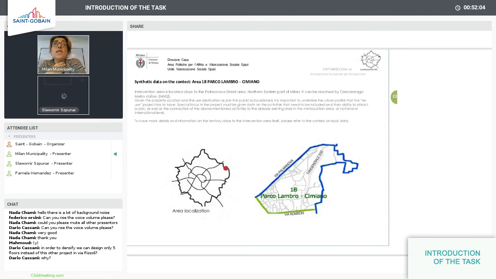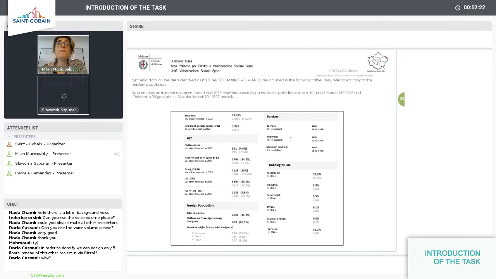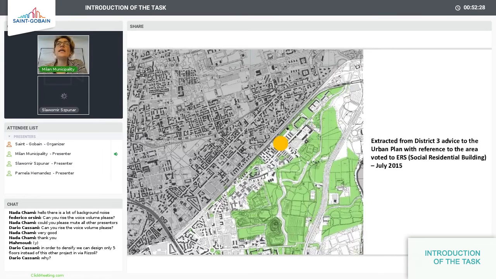Here you can see some pages that you can download from the bid, which is on the website of the Comune di Milano, and there is also some data about the area. So this is something that maybe you can use in order to improve the information you already have. And that is almost invisible, so I skip it.